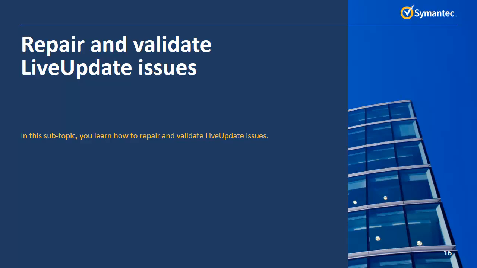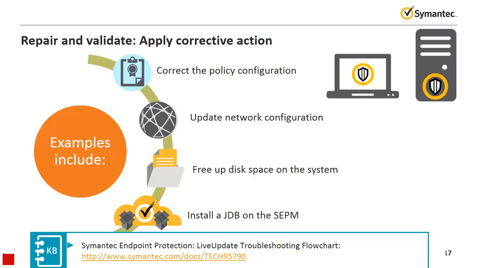After identifying the source of the issue, it's time to repair and validate. During the repair phase, you apply a corrective action. The following are examples of corrective actions. Correct the policy configuration, update the network configuration, free up disk space on the system, and install a JDB file on the SEPM. For more information on this topic, see the KB listed on the screen.